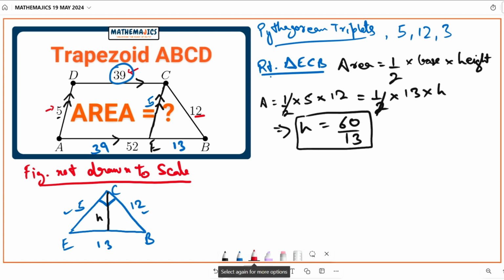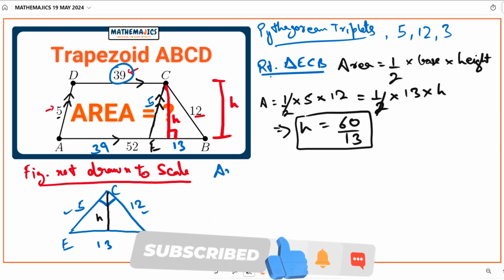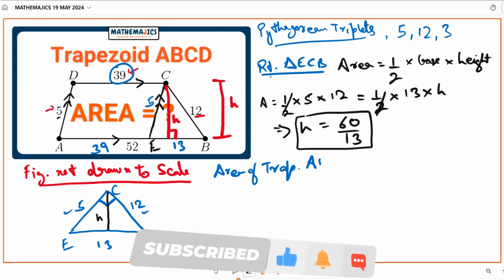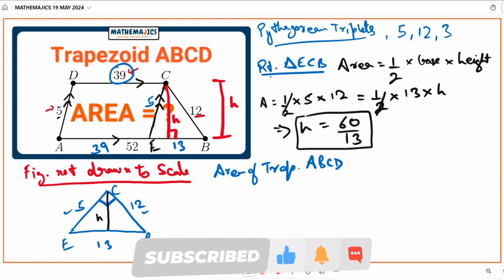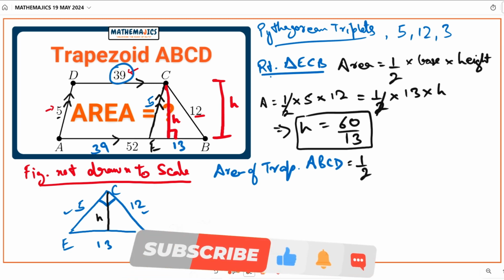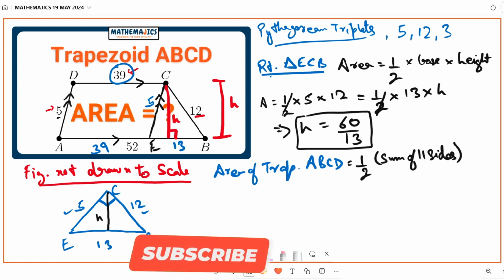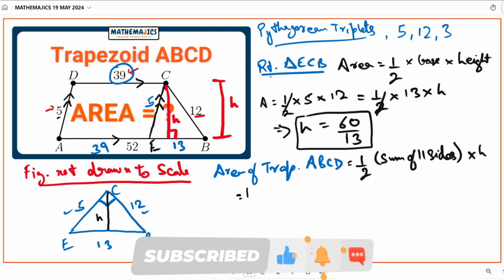So let me draw this H in the main figure. So this will turn out to be H. Now, if you understand this properly, this height H is not only for the triangle, this height H is also for the trapezoid ABCD. So now we will be finding the area of trapezoid ABCD. What is the formula? The formula is half times the sum of parallel sides times height.